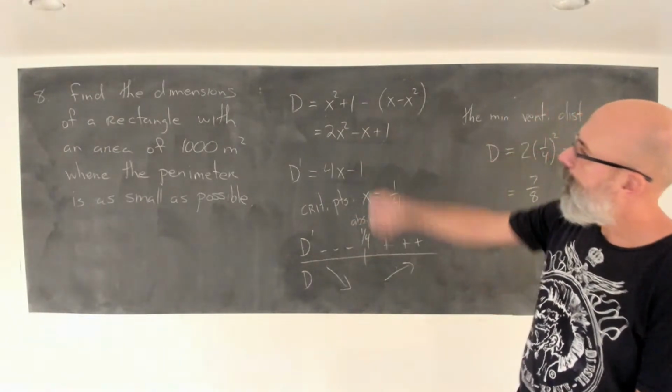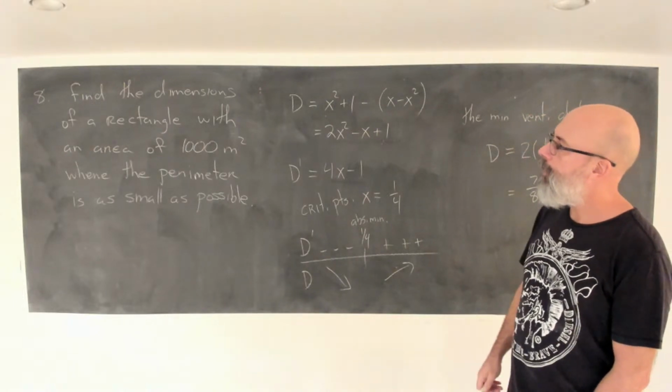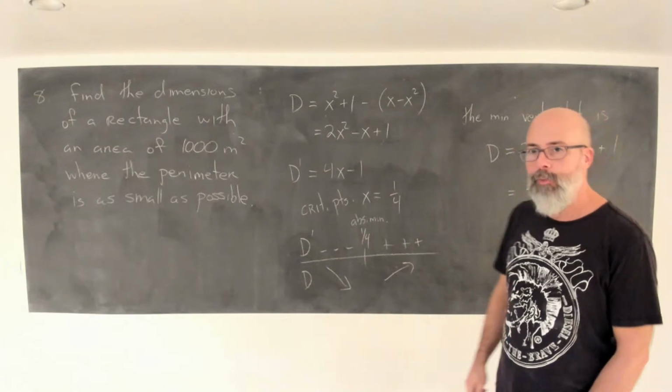All right, consider this. Find the dimensions of a rectangle with an area of 1,000 square meters where the perimeter is as small as possible.